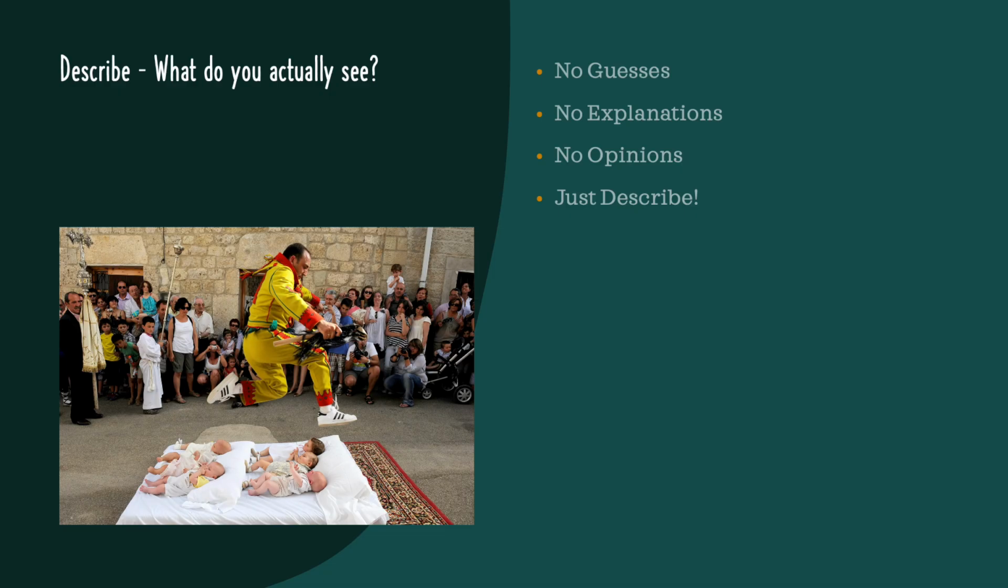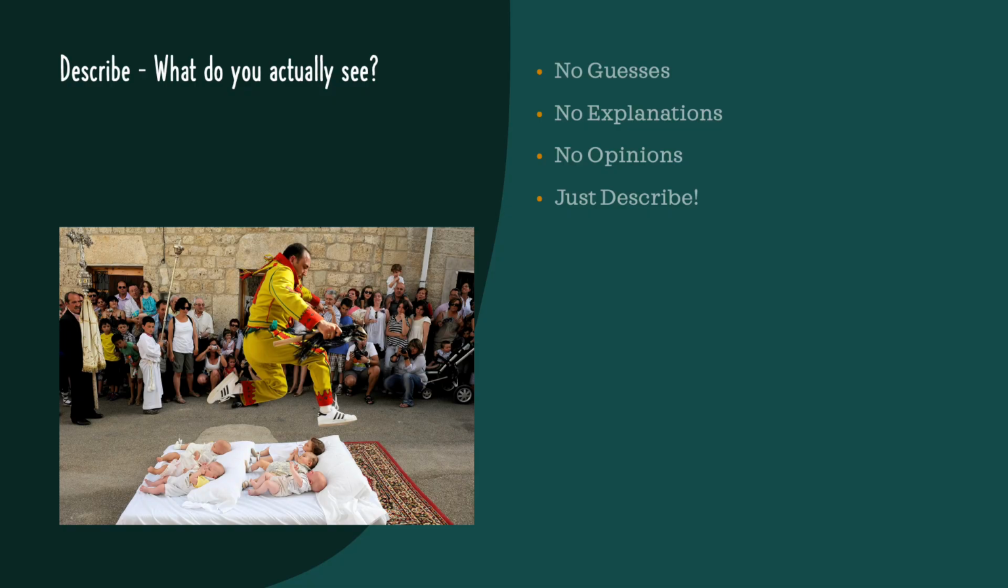So for the first step in the DIVE method, you are going to describe what you actually see. No guesses, no explanation, no opinions, just describe it. What do you see? I see 6 babies laying on some kind of mattress or pad on the ground. I see a man in a yellow and red outfit jumping over them. Immediately I notice his Adidas, right?